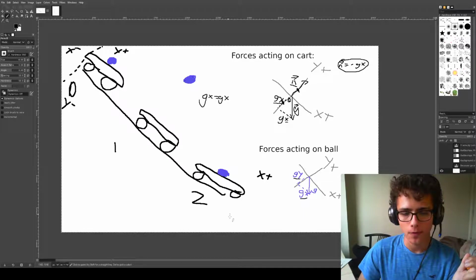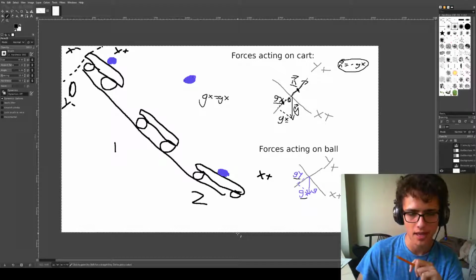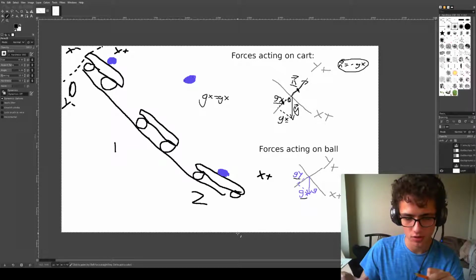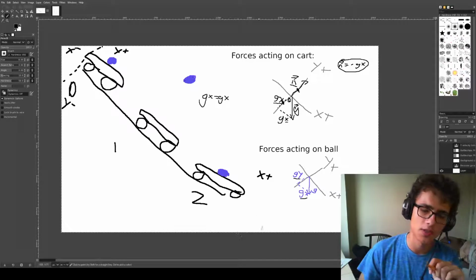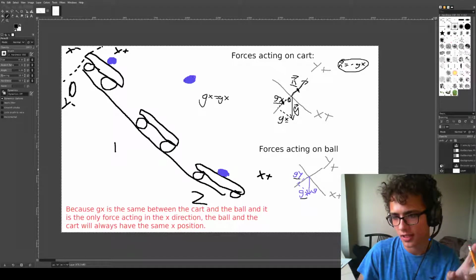It could fall way past the cart, like fall off the side of the track, and it would still have the same x position. It could be shot almost into space and it would still have the same position. It's a really convenient thing to have.